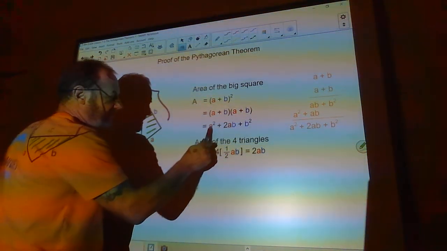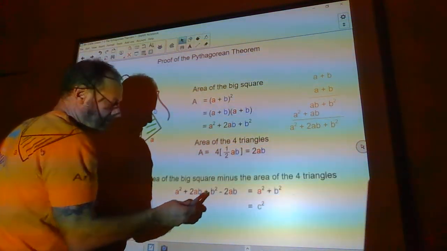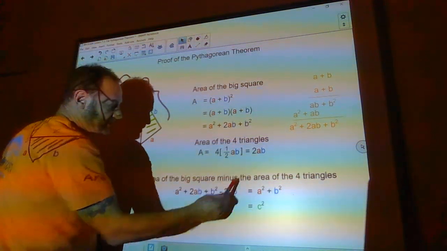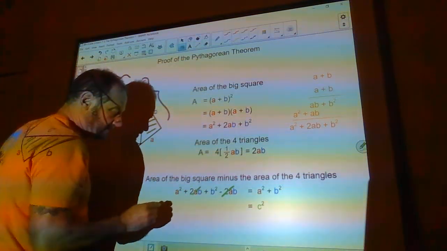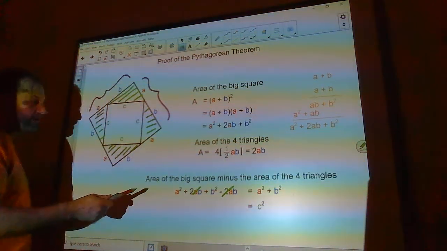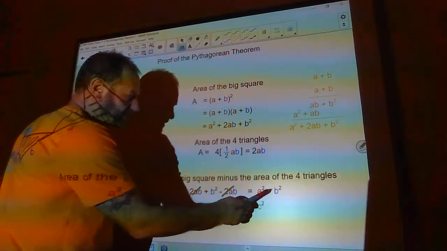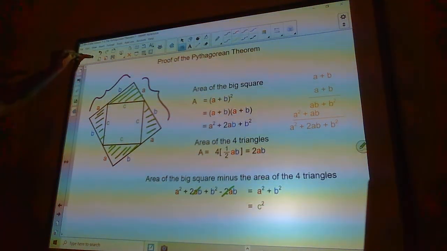But if I take this and I subtract this, okay, here's my a squared plus 2ab plus b squared minus the 2ab, that just makes these cancel out right there, and I'm left with a squared plus b squared, and hey, we already know that that's c squared right there. So I've shown that a squared plus b squared equals c squared. How exciting. You can't get this in PE or English or social studies.